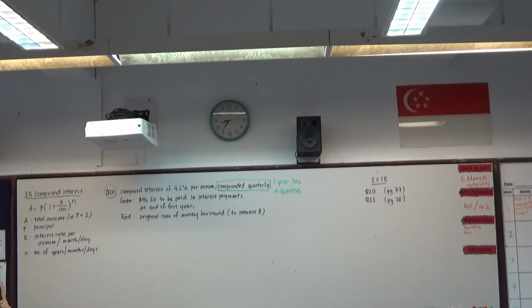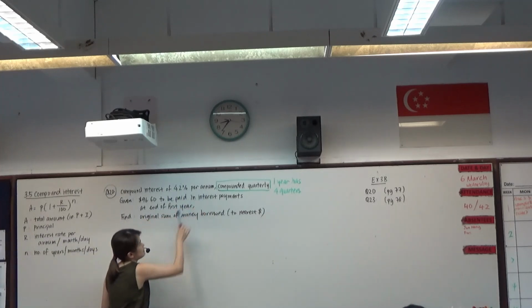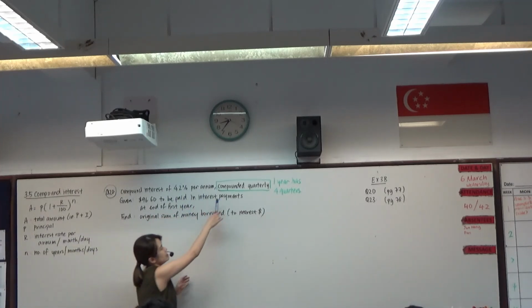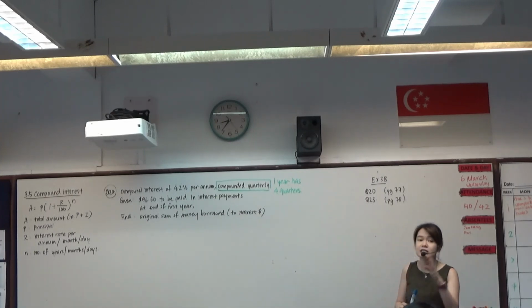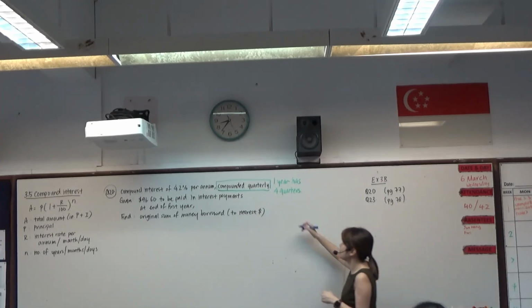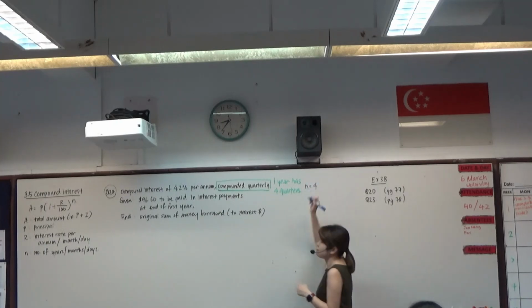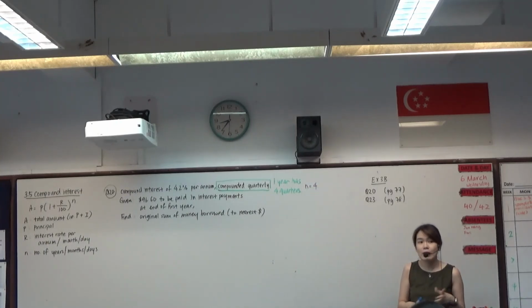It says compound interest of 4.2% per annum, and then after that it says it is going to be compounded quarterly. I want us to be aware that 1 year has 4 quarters. So in other words, our n is equal to 4. 1 year has 4 quarters.